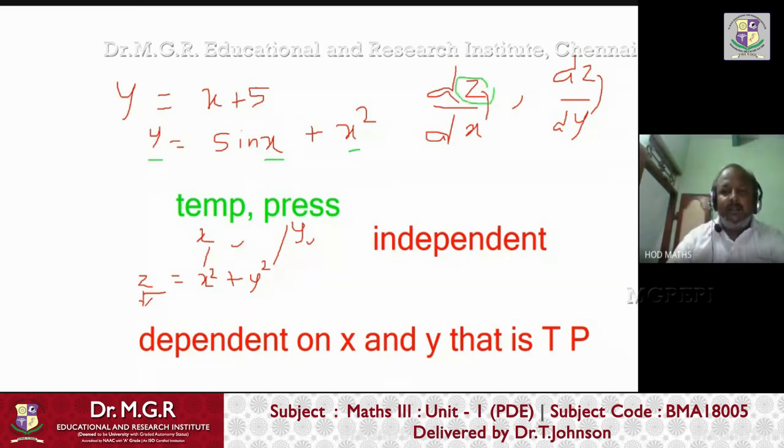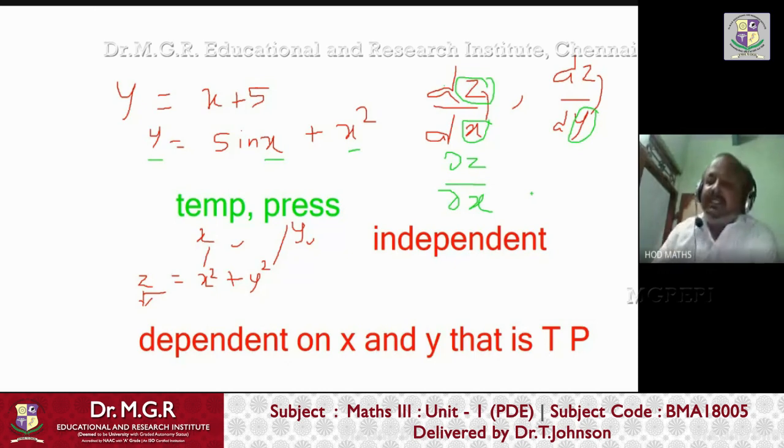Z is dependent, and x and y are independent, so we can find the derivatives, that is the rate of change of z with respect to x separately and the rate of change of z with respect to y separately. Whenever you differentiate a function with more than one variable, those derivatives are called partial derivatives. So instead of using the letter d, they use the symbol dou. They write dou z by dou x, which means the rate of change of z with respect to x, but the dou represents that it is a partial derivative.